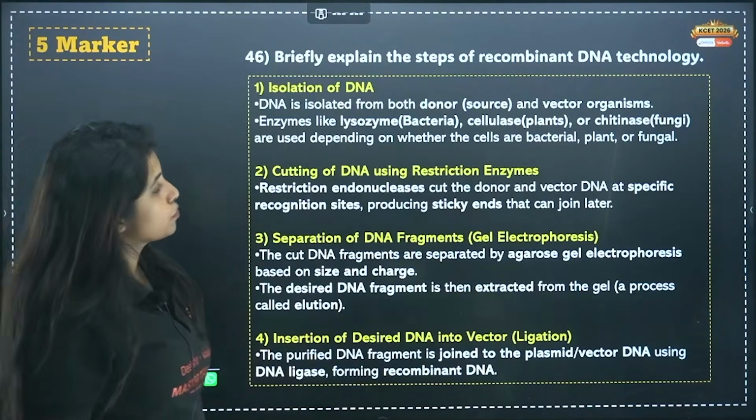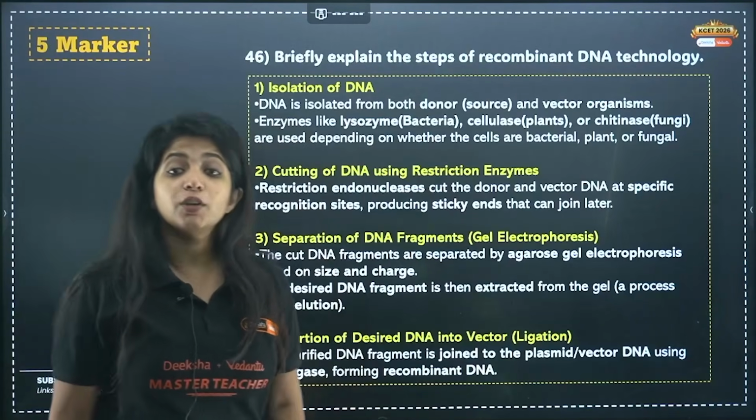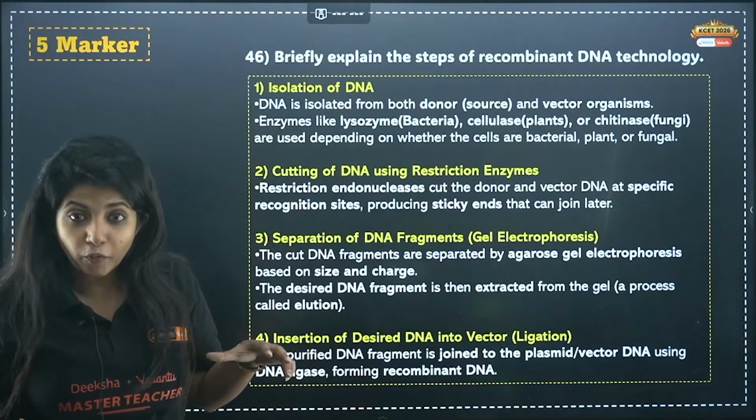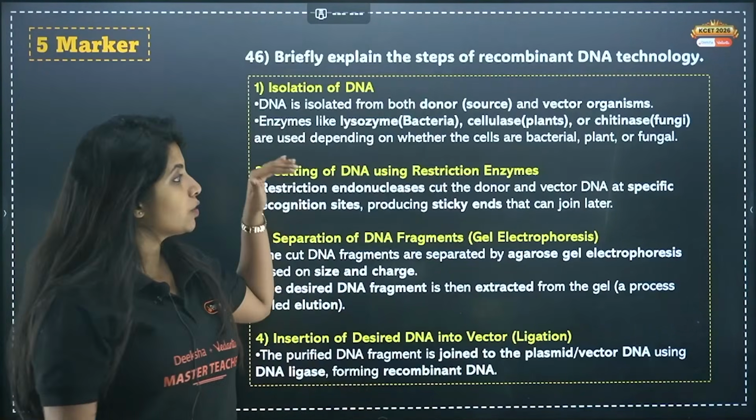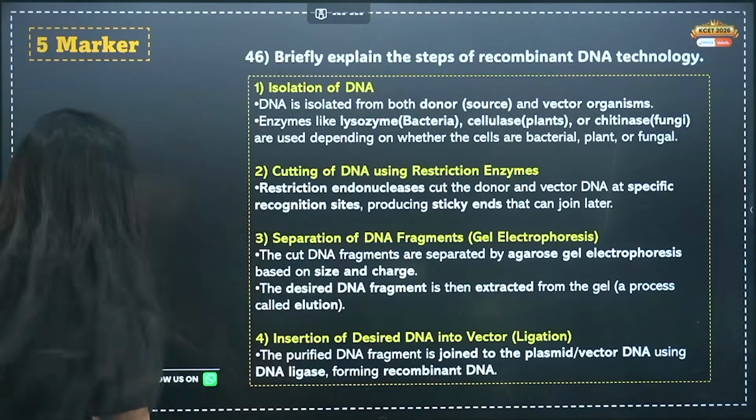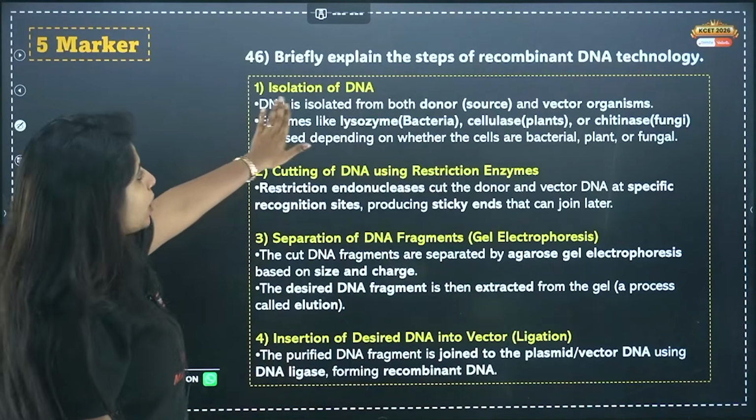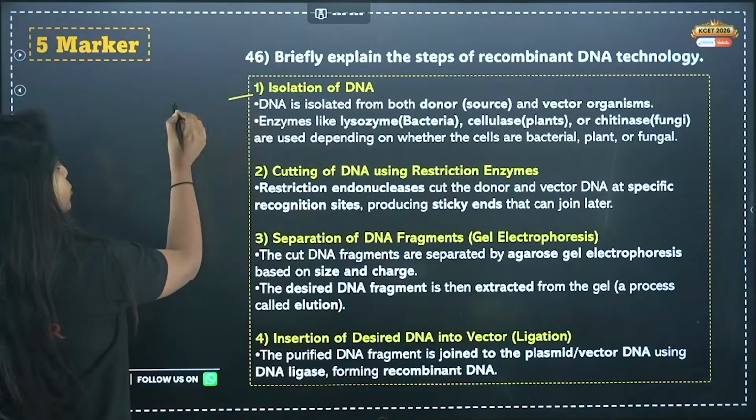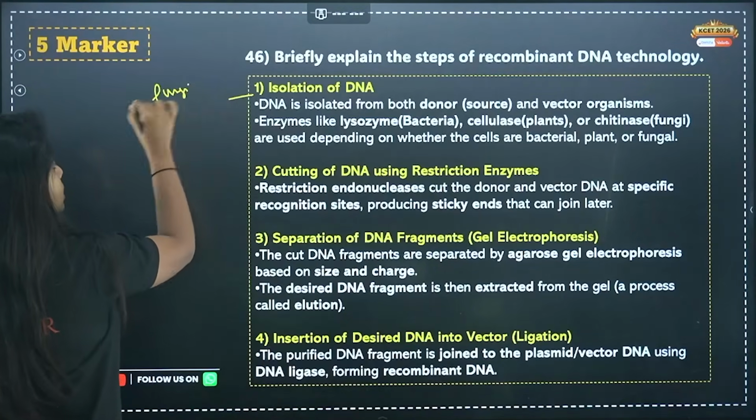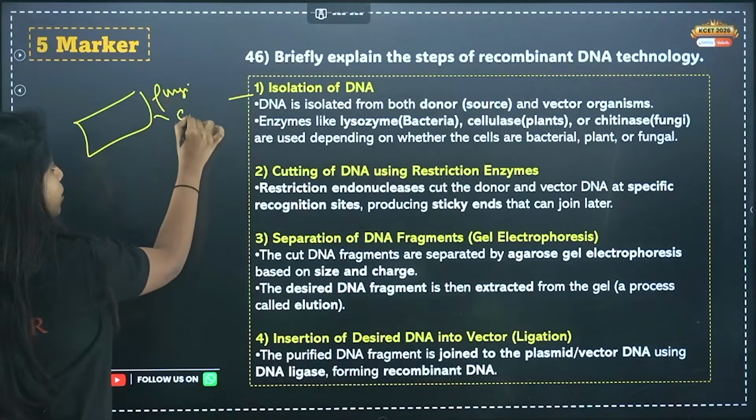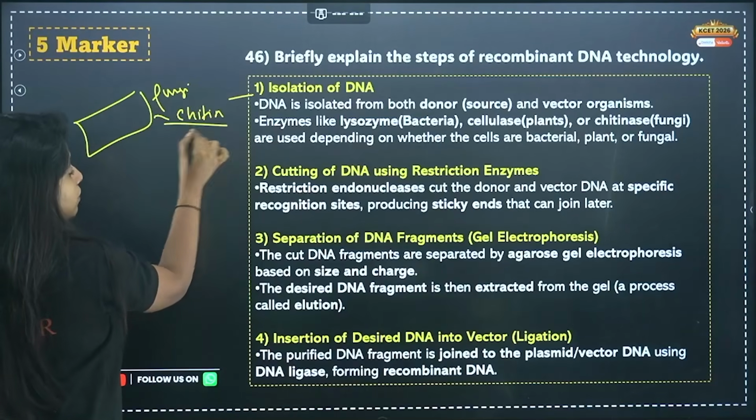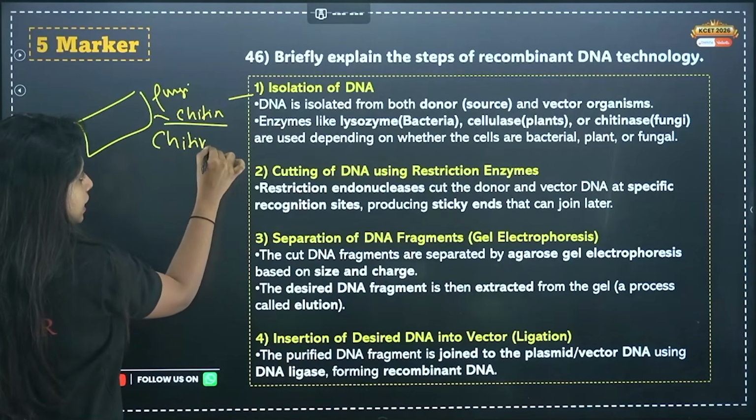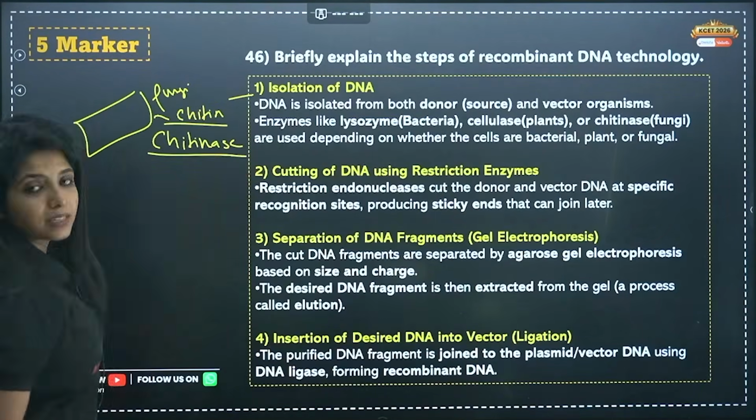Briefly explain the steps of recombinant DNA technology. Now, you might be asked to make the diagram of it, or probably you might be asked to write the whole thing. Please know how to do it. I'll just give you a brief intro about it. So, isolation of DNA. How do you isolate the DNA? Suppose, my dear children, you want to isolate it from a fungus. Fungus have a cell wall. What is the cell wall made up of? It is made up of chitin, which is why we will need an enzyme that is chitinase.